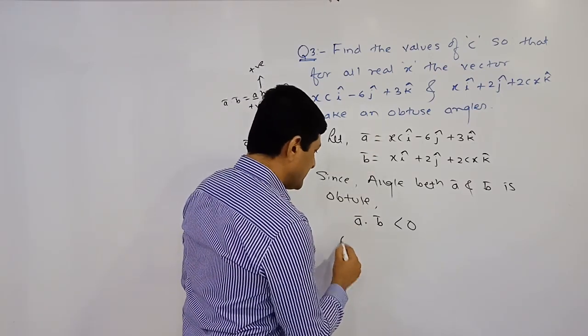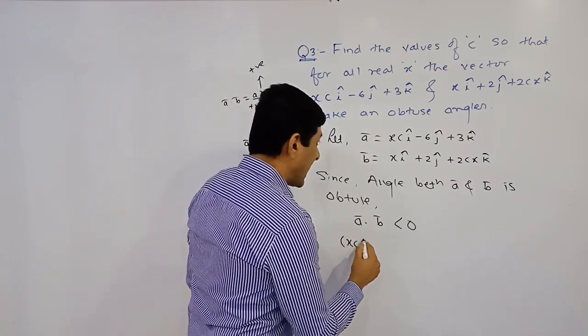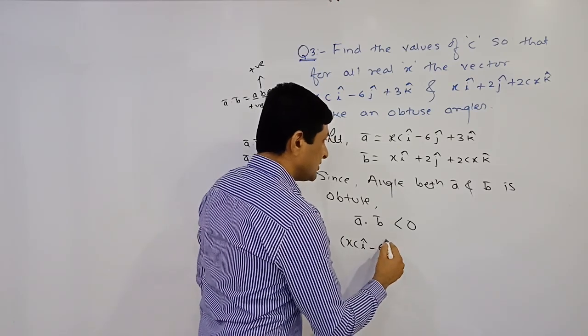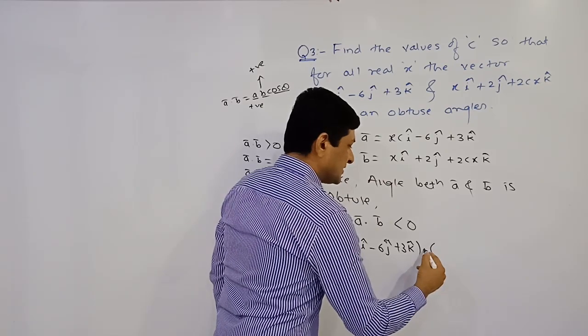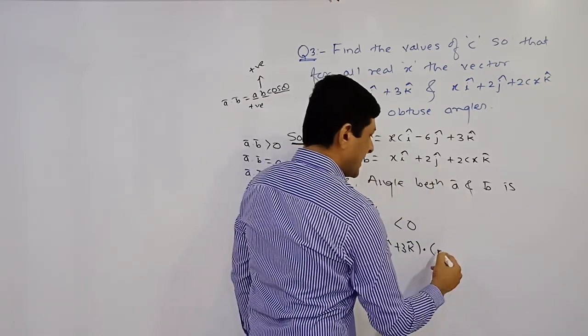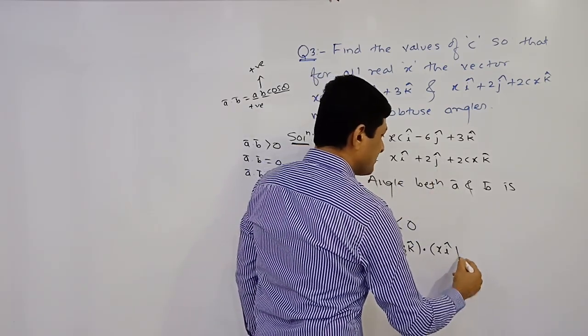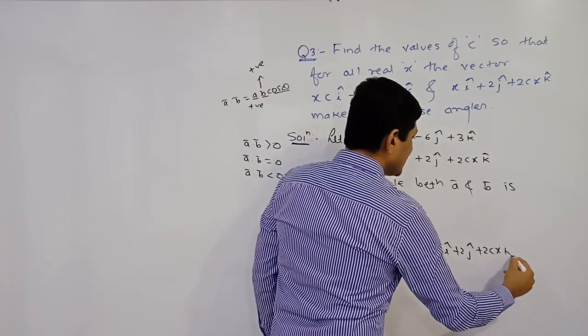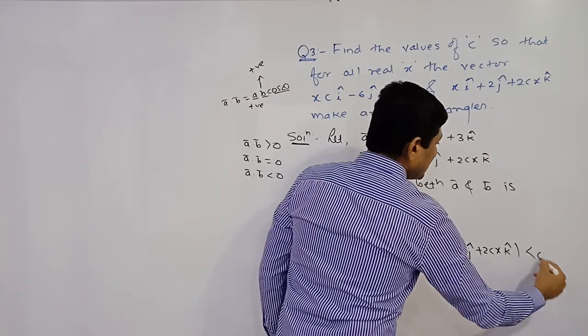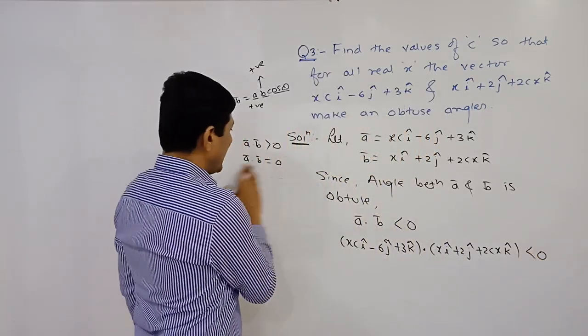What is the value of a bar here? It is cx i cap minus 6j cap plus 3k cap. Now keep this dot also as it is. Replace b bar by its value, where b bar is equal to xi cap plus 2j cap plus 2cx k cap. Keep this inequality, less than 0, as it is.